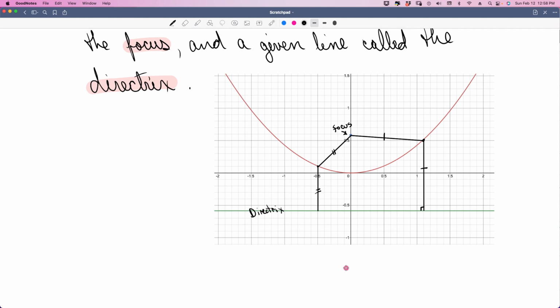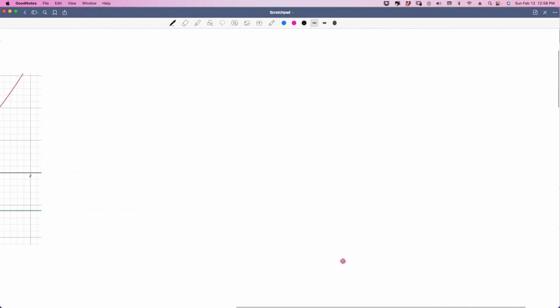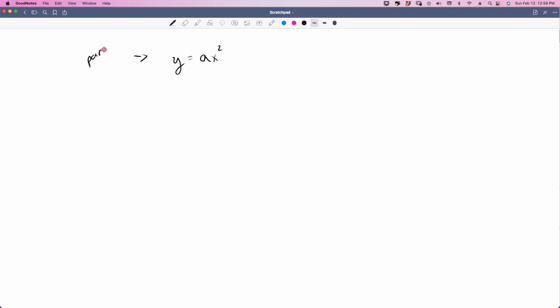So now you know what the focus and the directrix are. How do we find them? We have specific formulas for the directrix and the focus, and I'm going to give them to you here. So the graph, this is what our function looks like. It's y is equal to, let's say, ax squared, where a is the coefficient for the x squared term. So this is a parabola function. That is what it looks like.